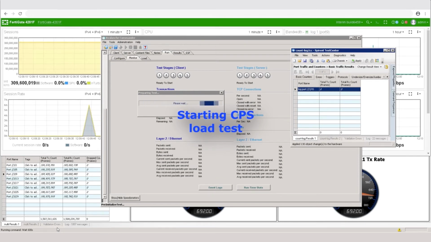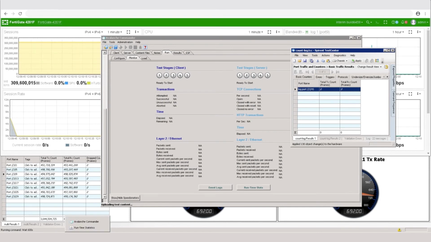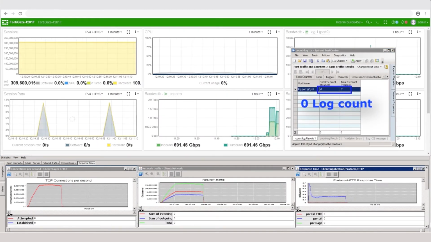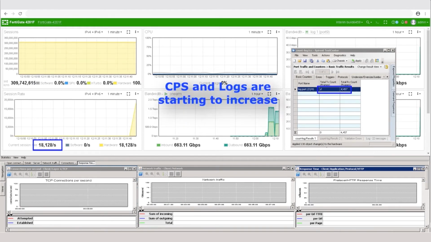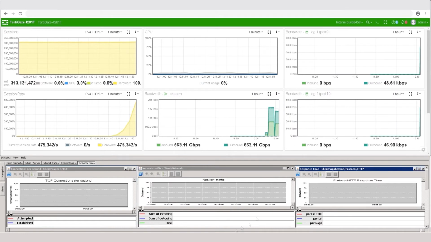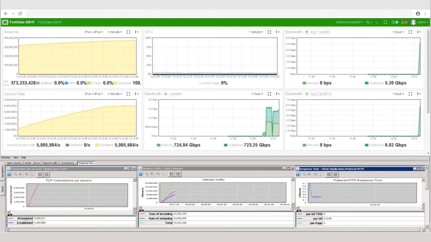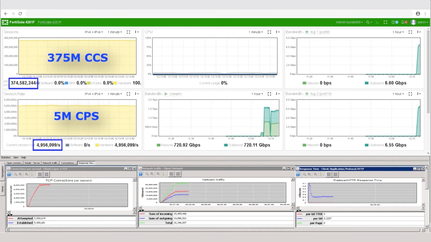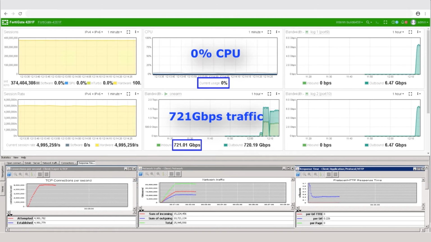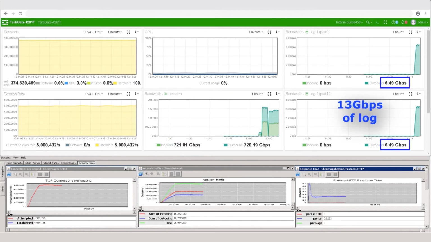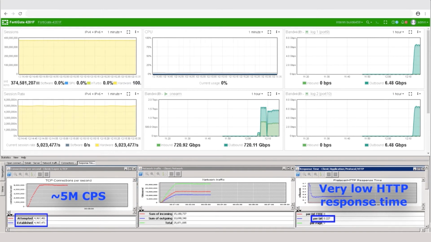And the last part of the test is really a combined test, including the connections per second, throughput, all of these factors at the same time. On the right-hand corner, you can see the zero log count. That is a port on our tester which we are using to count the total number of logs. Given the CGNAT scenario, each of the connections that are set up has a corresponding log generated, and our goal is to show that the total number of connections that we can set up is equal to the number of logs that are sent in a combined test, which is the 5 million connections per second that we are generating with 375 million concurrent connections. You can see all of this traffic is accelerated, so zero CPU utilization and a total of 13 gigabits per second of logs with the 720 gigabits per second.